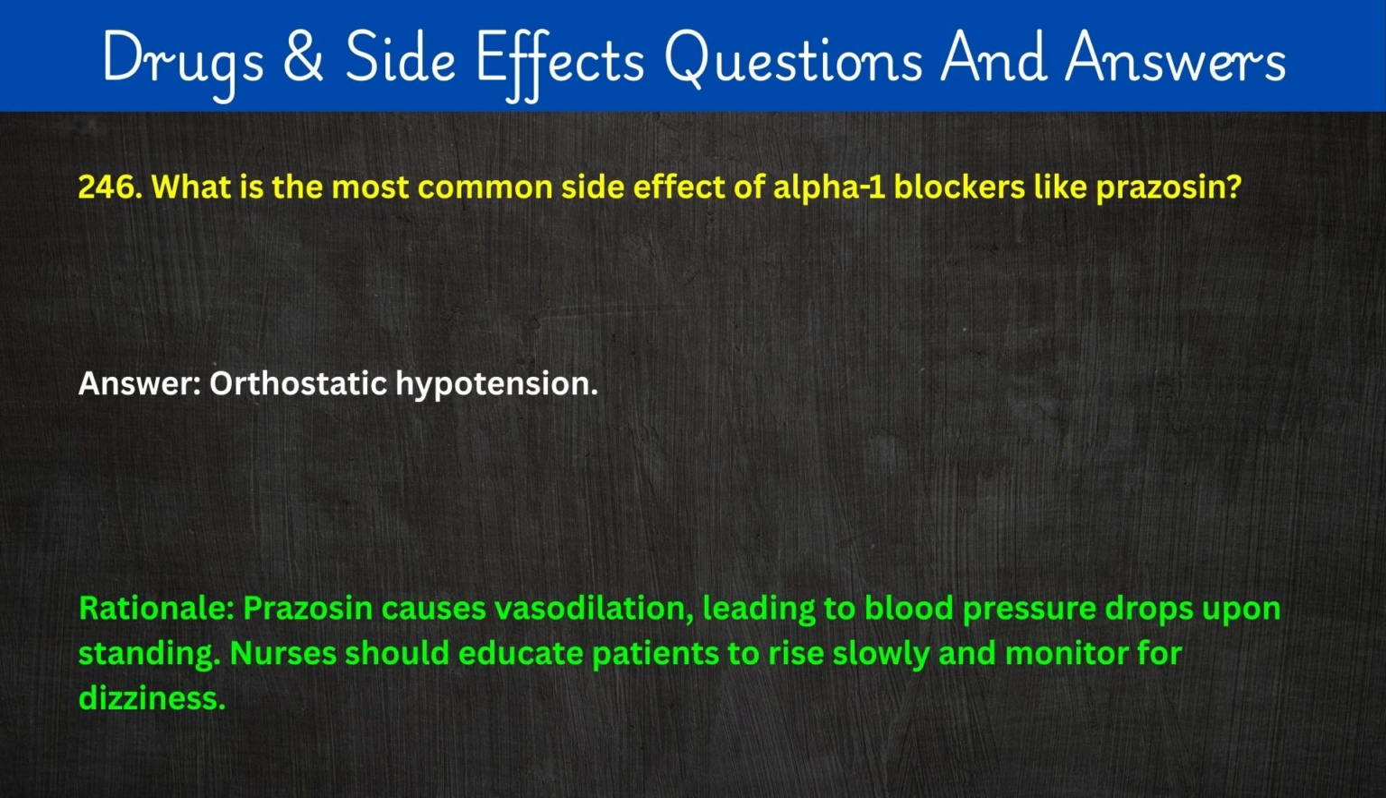246. What is the most common side effect of alpha-1 blockers like prazosin? Answer: orthostatic hypotension. Rationale: prazosin causes vasodilation, leading to blood pressure drops upon standing. Nurses should educate patients to rise slowly and monitor for dizziness.